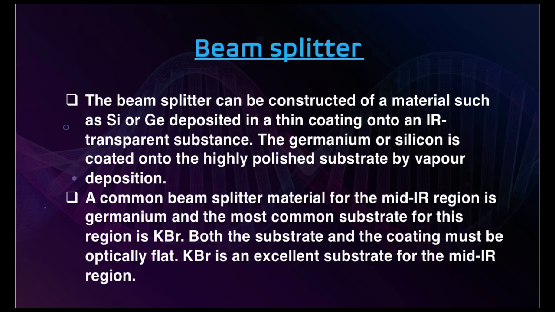The beam splitter can be constructed of a material such as Ge or Si deposited in a thin coating onto an IR transparent substance. The germanium or silicon is coated onto the highly polished substrate by vapor deposition. A common beam splitter material for the mid-IR region is germanium, and the most common substrate for this region is KBr. Both the substrate and the coating must be optically flat. KBr is an excellent substrate for the mid-IR region.